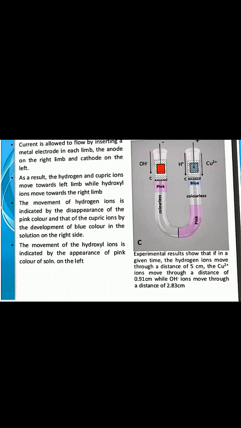As a result, the hydrogen and cupric ion, Cu2+. What did we add here? Here we add HCl plus cupric chloride. So, what happens? Cu2+ ion and H+ ion move towards the left limb, that is towards the cathode, and in the NaOH, the hydroxyl ion moves towards the anode, that is the right limb.